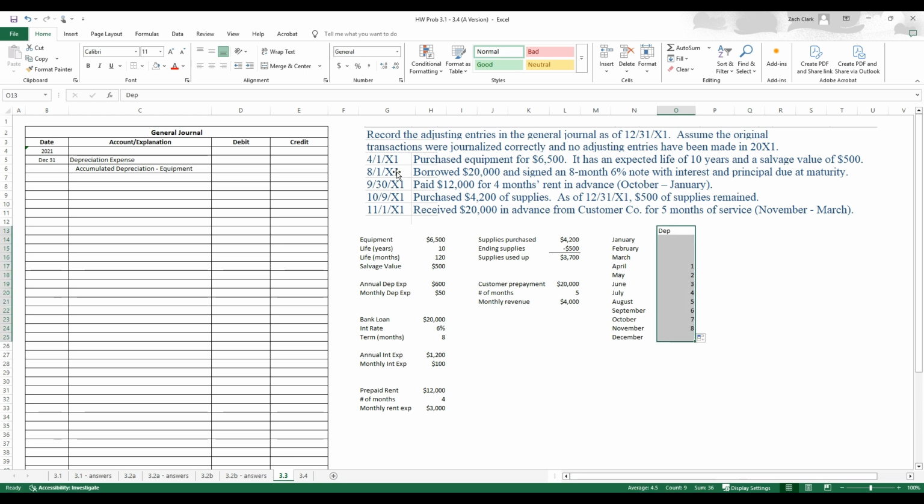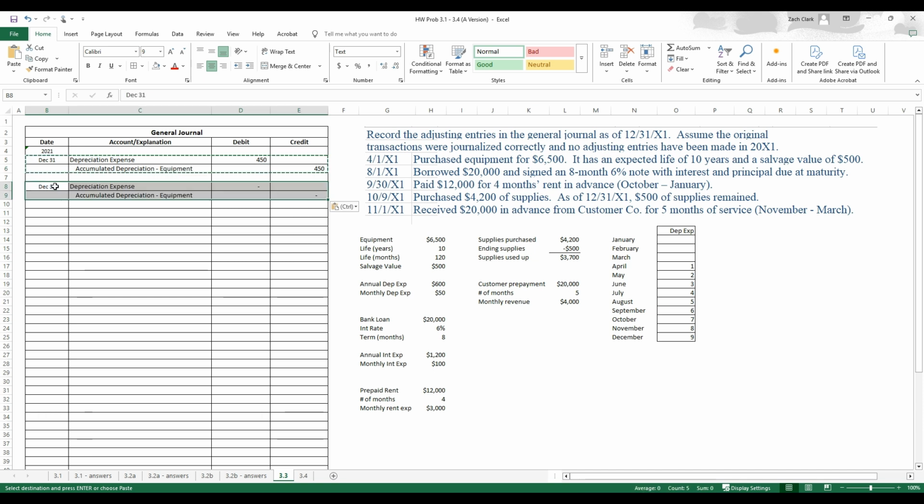I'm just going to make a little chart for us to help us think about this. I'm just going to say dep expense. Starting in April, because we bought it on April 1st, we had the equipment for 9 months. So we're going to take 9 months times the monthly depreciation amount of $50, and that gets us $450.